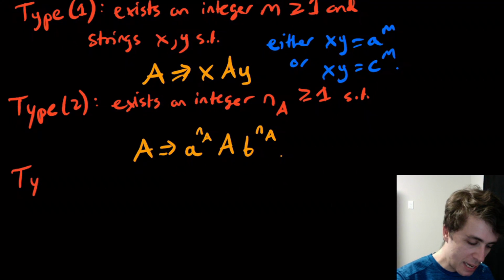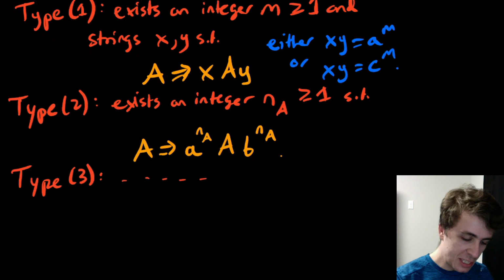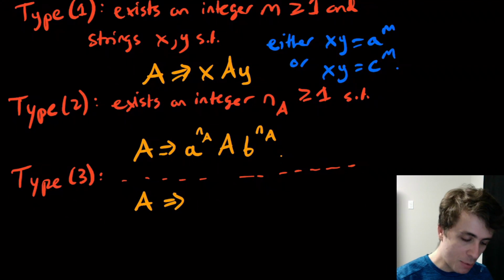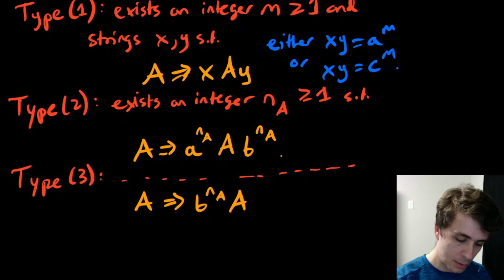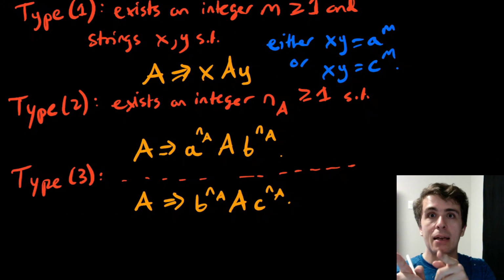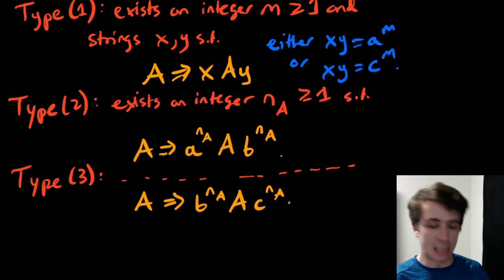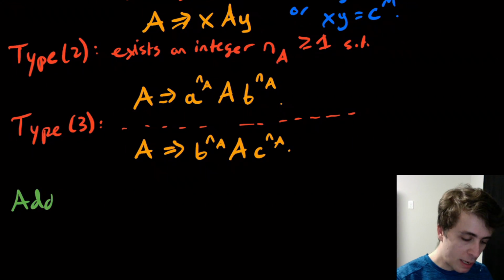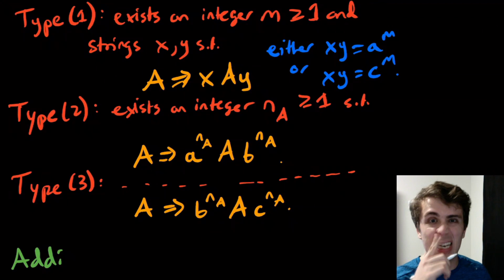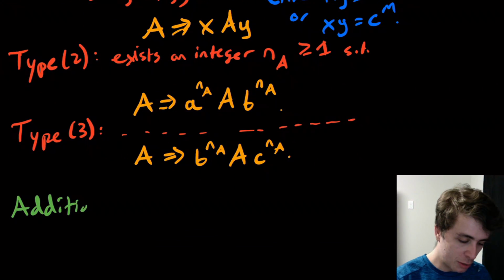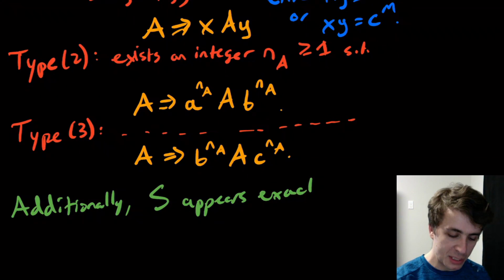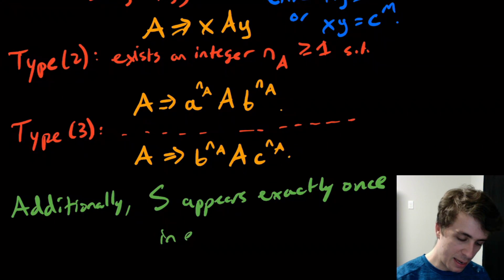Or it could be of type 3, which is there exists an integer n sub a, such that we have a very similar type right here, but now we're doing b's and c's. So b to the some number, then the variable A, then c to the exact same number. So it's either that it makes the a and b being the same part, or the b's and c's being the same part. Every single non-start variable must be one of these 3 types, and it can't be any other, it can't be 2 types, and it can't be something else. But we're going to have something else that has occurred. Additionally, we're going to have that the start variable appears exactly once in every derivation.